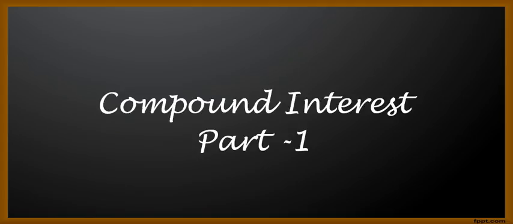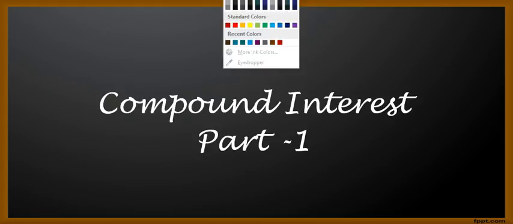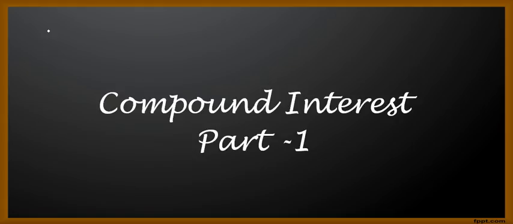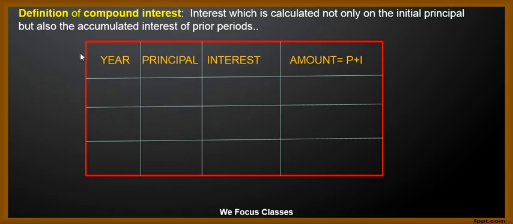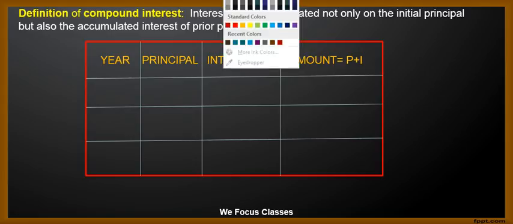Yeah, this topic is compound interest. What is compound interest? The definition of compound interest is interest which is calculated not only on the principal but also on the accumulated interest of prior periods. What does it mean? It means whatever interest you are getting every year, that will be added to the principal.